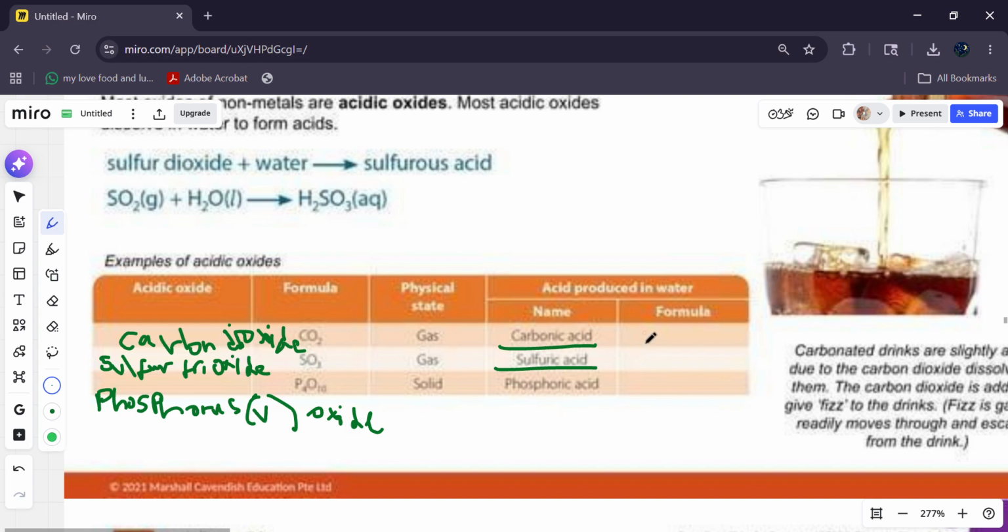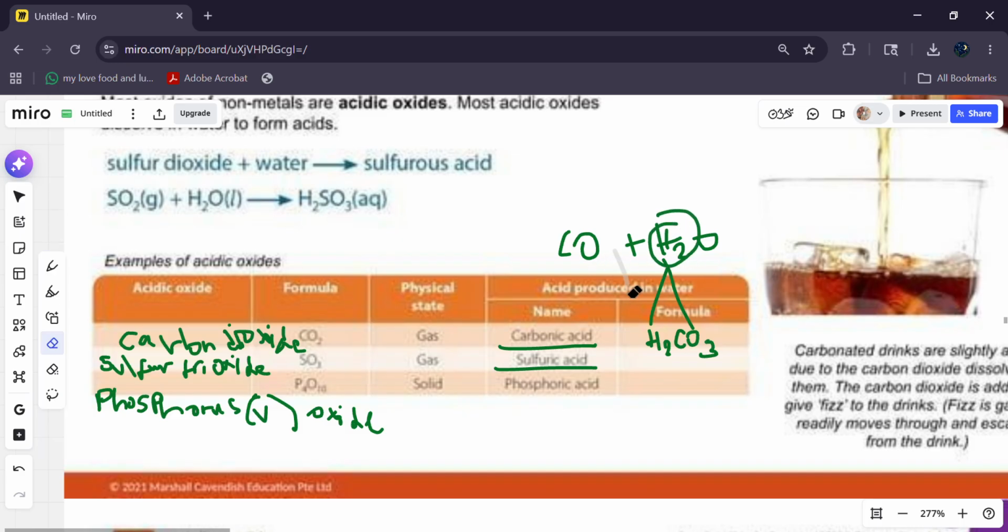So let me write the formulas of these acids. We have H2CO3. You notice that the two hydrogens and one extra oxygen come from the water. When you add water to carbon dioxide, they combine to produce H2CO3. That is why it has 3 oxygens instead of 2, and there are two hydrogens in the formula.